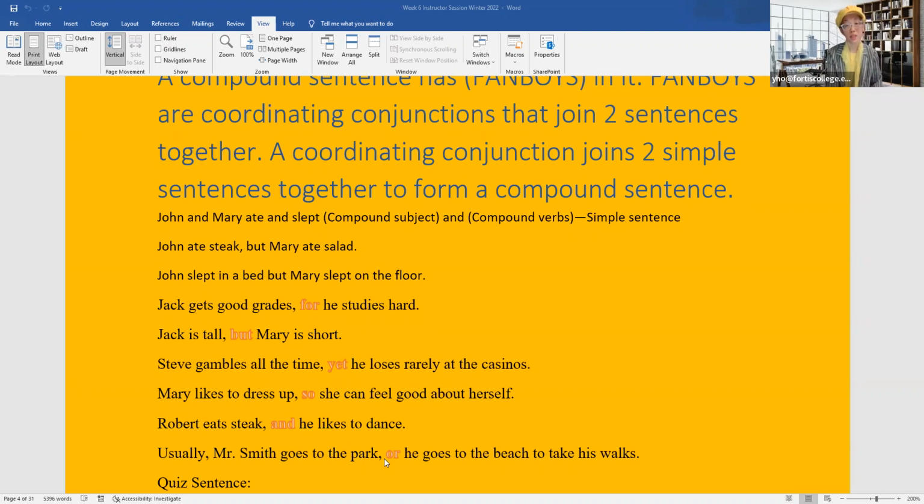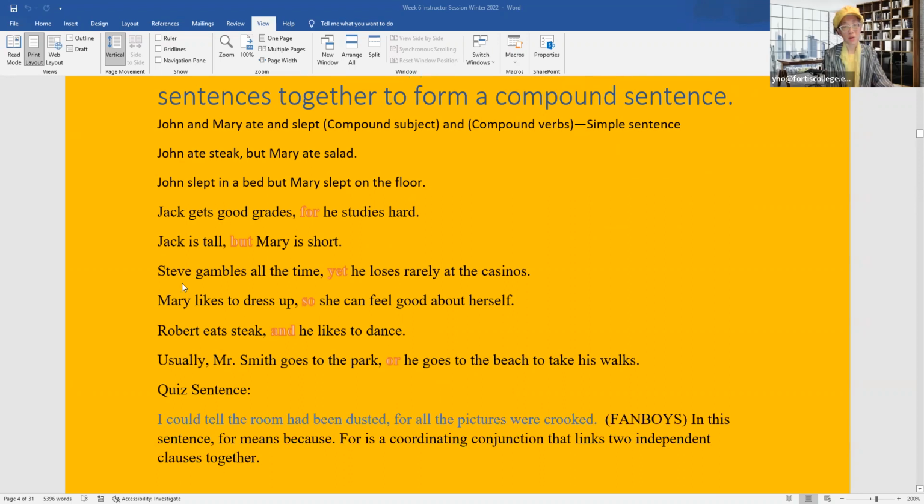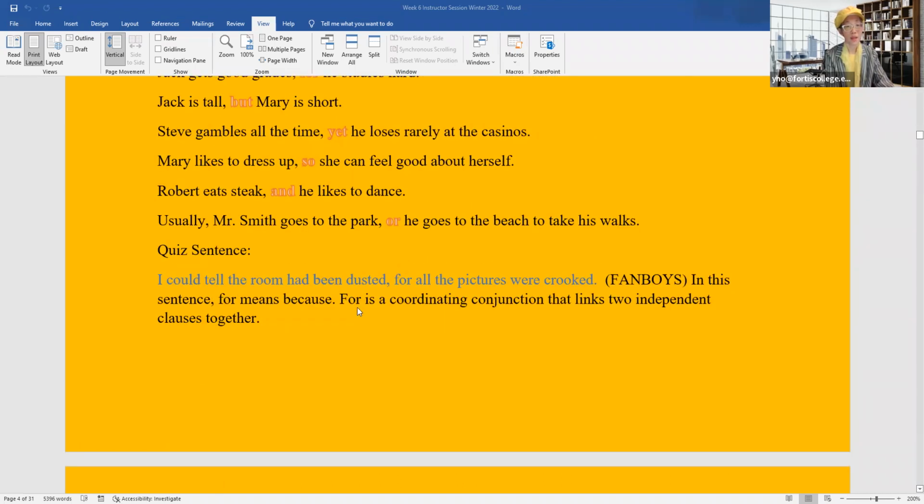Fanboys. Jack gets good grades, for he studies hard. So "for" in this case means "because." Jack is tall, but Mary is short. When you have a compound sentence, remember that you have to put a comma before the coordinating conjunction. So always put the comma before the coordinating conjunction. Steve gambles all the time, yet he rarely loses. Mary likes to dress up, so she can feel good about herself.